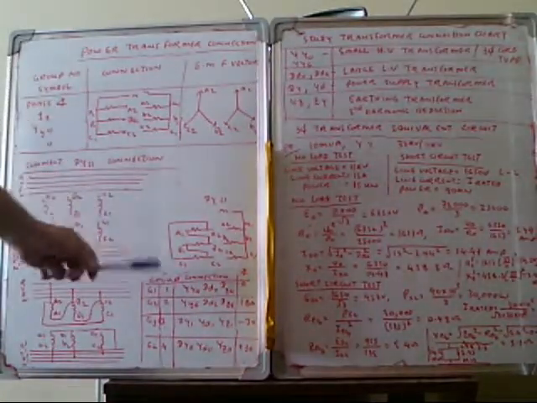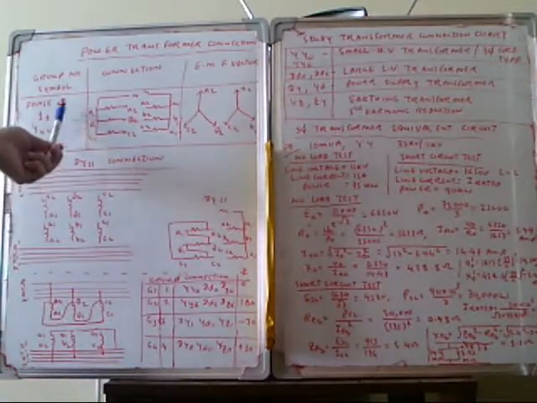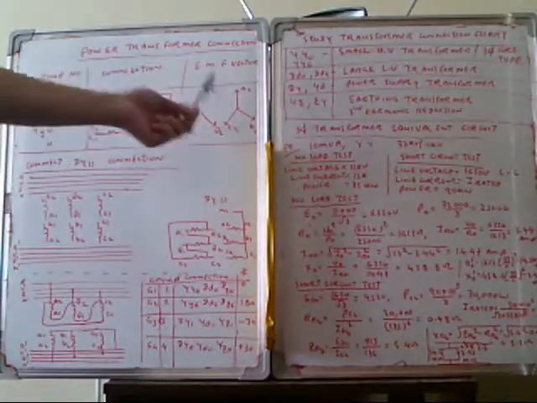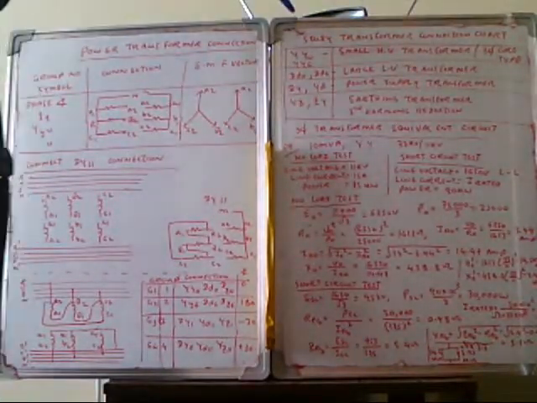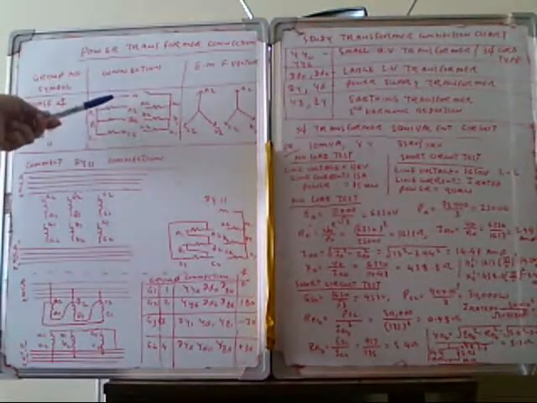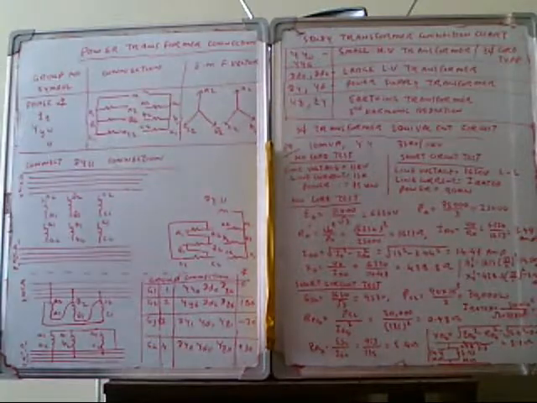Those transformer connections, with their phase angles, typical vector diagrams, and connection diagrams, are represented in the transformer connection chart. So you have to study the transformer connection chart. You will see all kinds of connections, YY0, YY6, DD0, DZ6, and the respective vector diagrams.